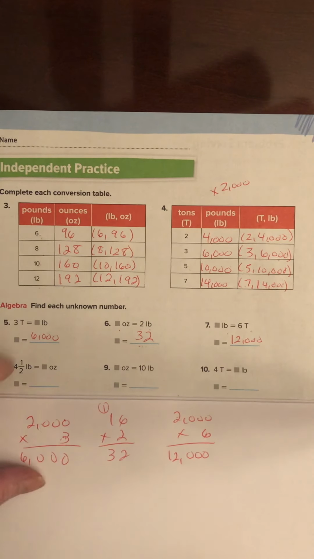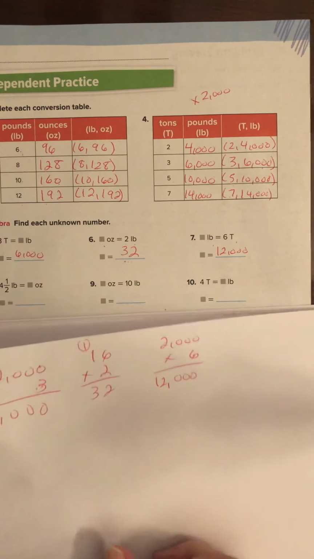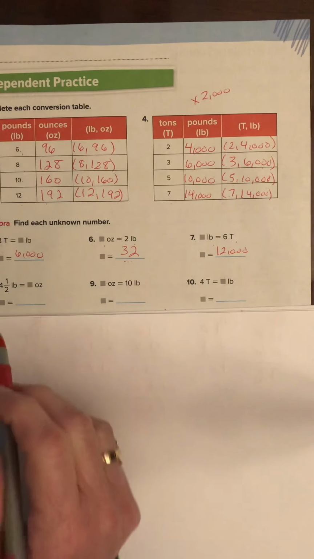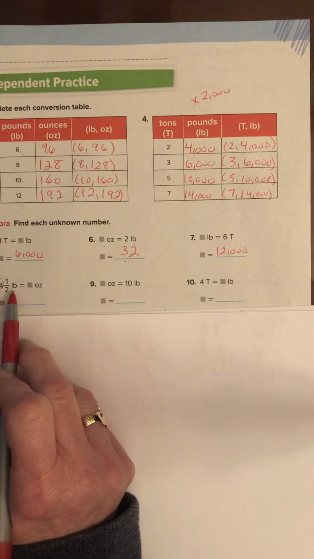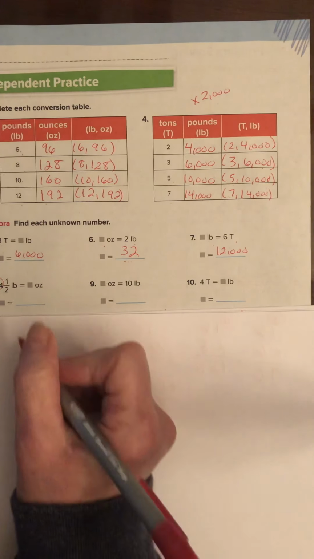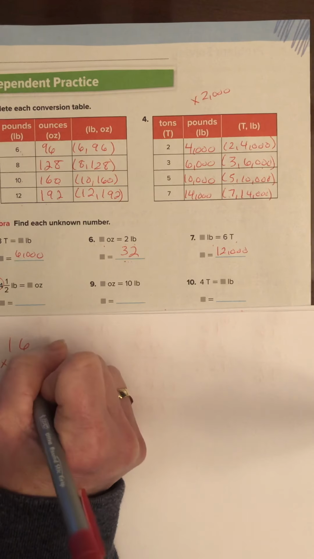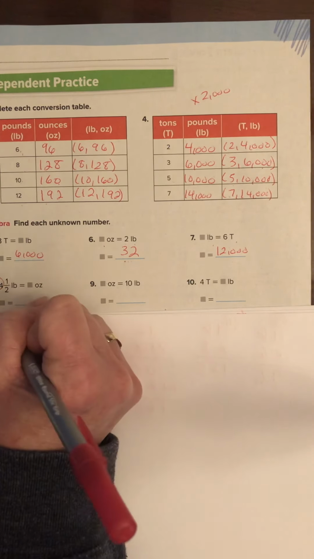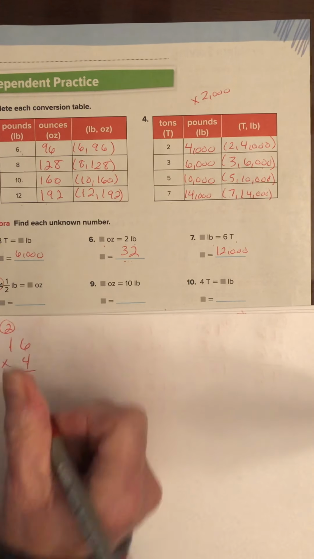Okay, now this one is a little trickier because you have a fraction here. So just like we've done with other conversions, first you need to figure out the whole number, which is 4, and you're going from pounds to ounces. So there are 16 ounces in a pound, so 16 times 4. 4 times 6 is 24. Put down the 4, carry the 2. 4 times 1 is 4, plus 2 more is 64.